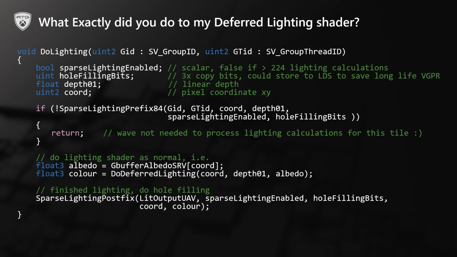Then we have your shader, deferred lighting. It's exactly as it was before, completely unmodified. You have your coordinate and your depth, and off we go. And then right at the end, we have this postfix function we call, which is doing the hole filling.